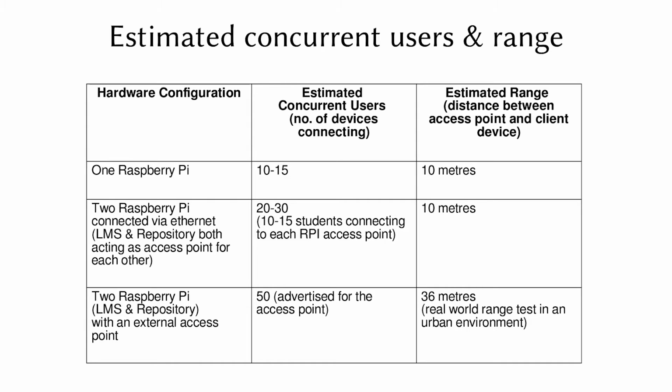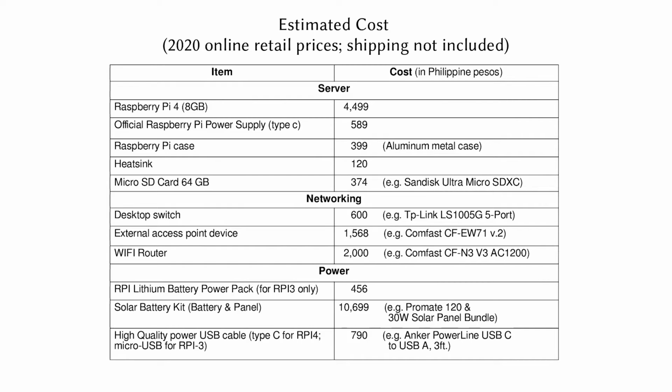The third solution that we are exploring would be two Raspberry Pis with an external access point. The access point is advertised to allow concurrent users to connect to around 50 students, but I have not tested that. And in my range test, the effective distance would be about 36 meters, and this is an urban environment with obstruction.